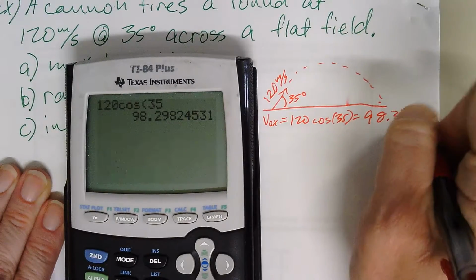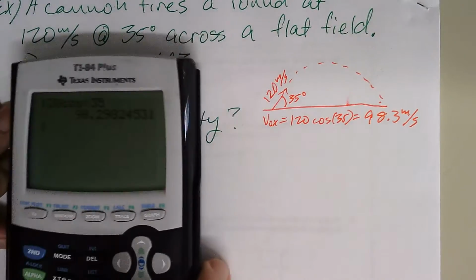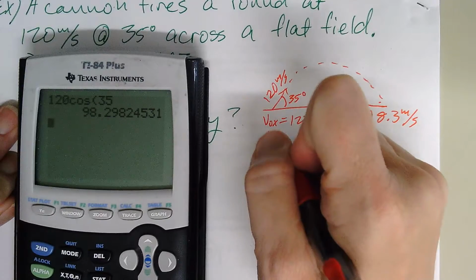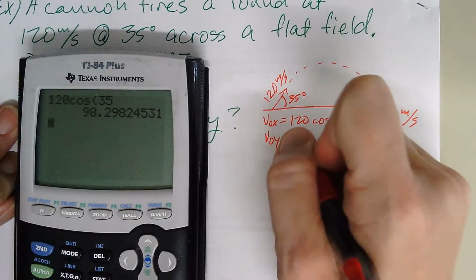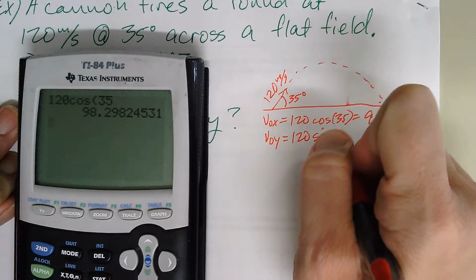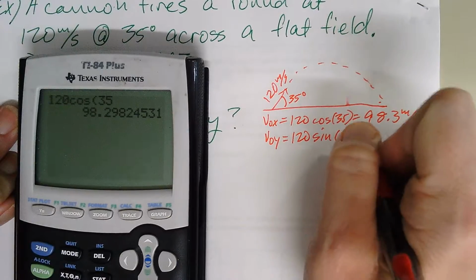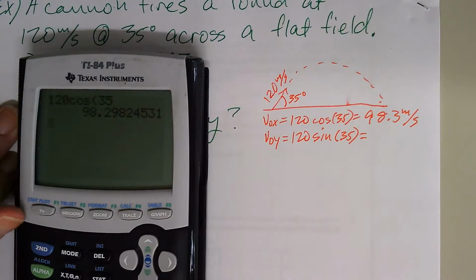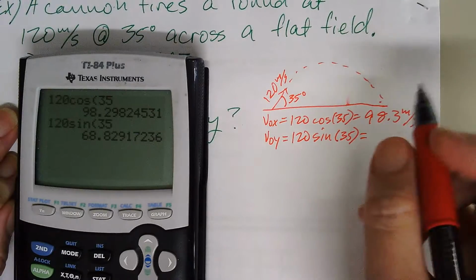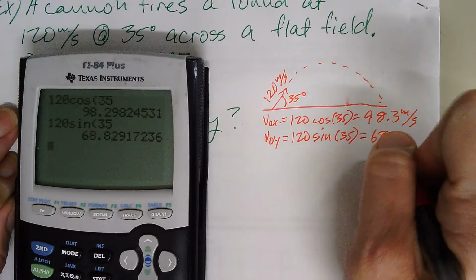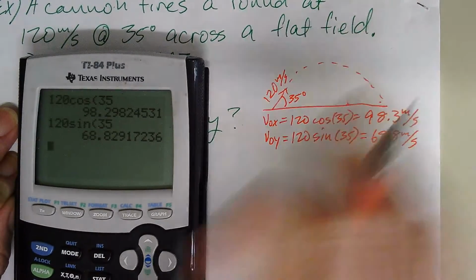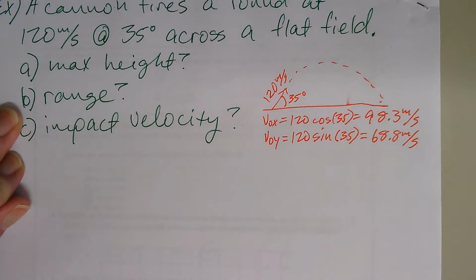So 98.3 meters per second. And I can find my V initial in the Y. That's just 120 sine theta. Okay, and that's 68.8 meters per second. So now I'm going to make my chart.